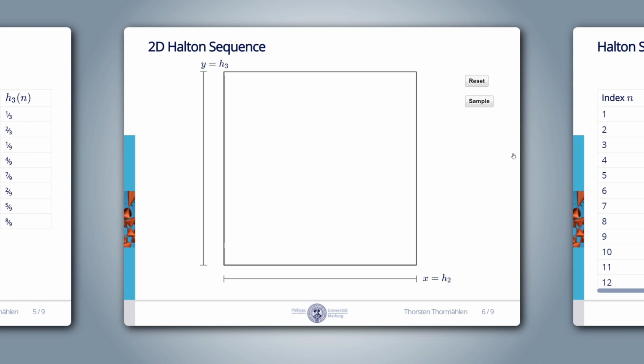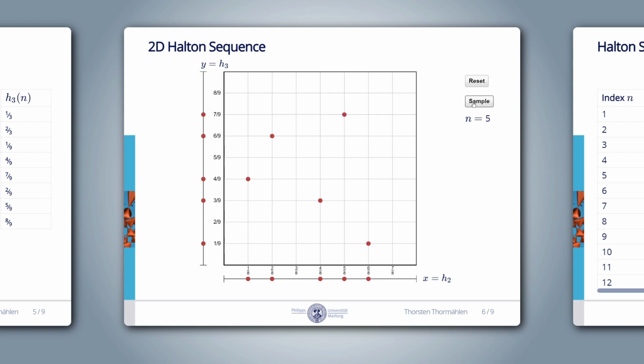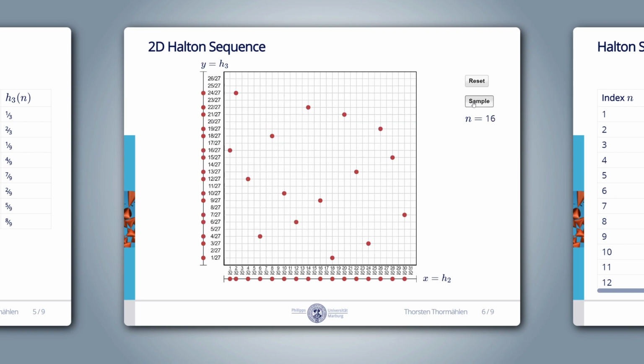Here we see the 2D Halton sequence. We take the first sample. h2 of n equals 1 gives us 1/2 in the x dimension, and h3 of 1 gives us 1/3 in the y dimension. In the x dimension, the next sample will increase the grid to multiples of quarters. And in the y dimension, we still have the 2/3 position unused. Okay, now we go to multiples of 1/9 in the y direction, and so on. The grid gets finer and finer.